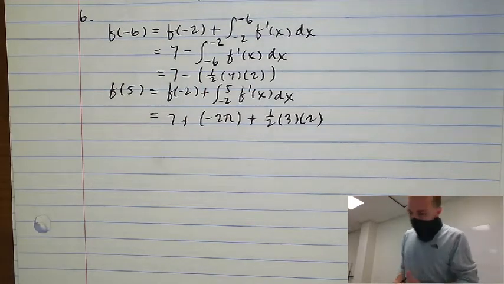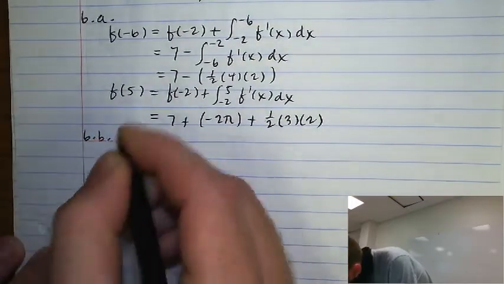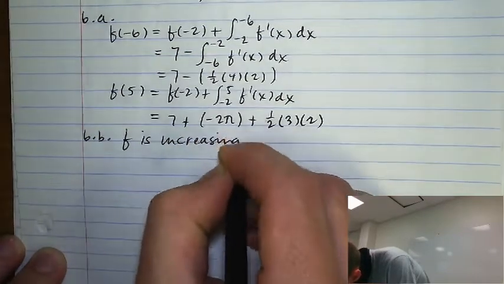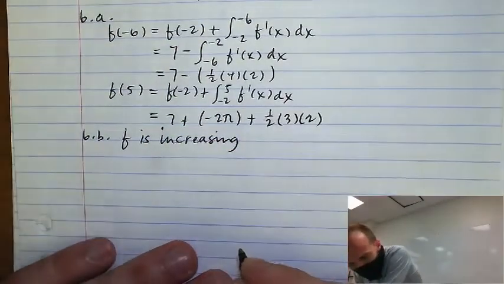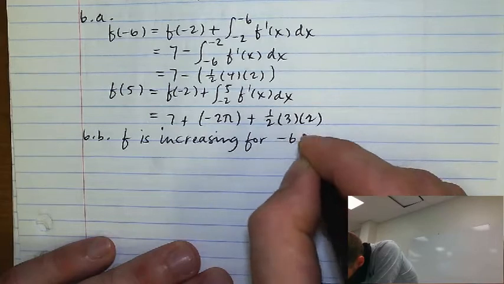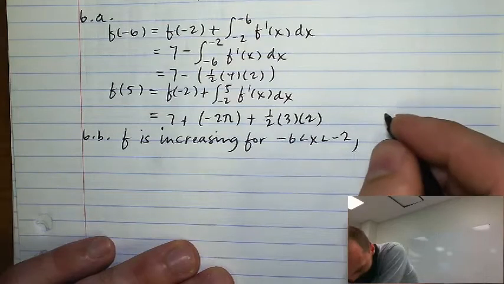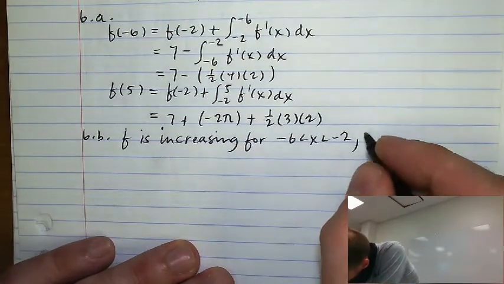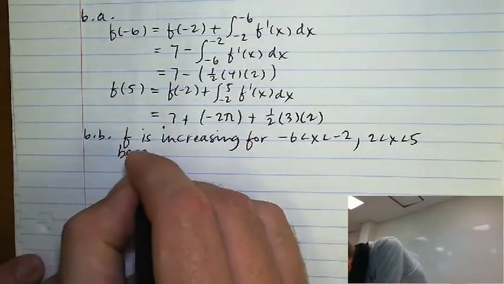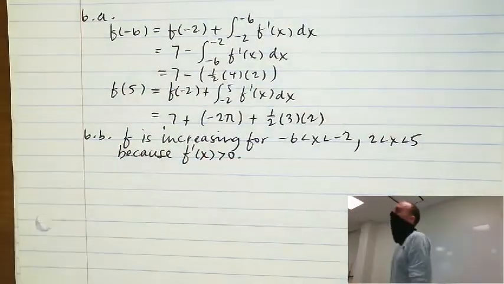Okay. On what intervals is f increasing? 6b. F is increasing anytime f prime is positive, but they gave us a picture of f prime. F is increasing for -6 to, what is it, -2, and 2 to 5. And how do I know this? Because f prime is positive. And that's all you got to say.